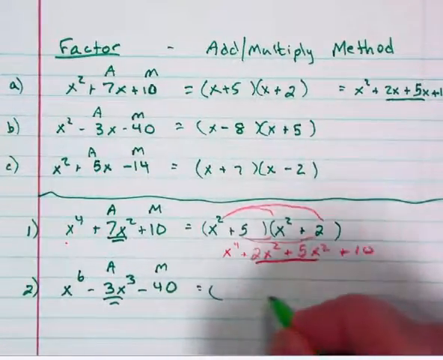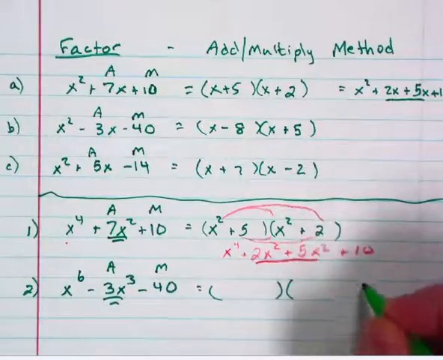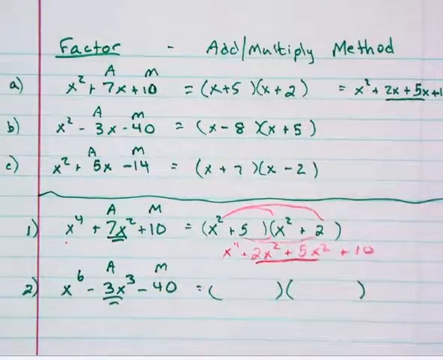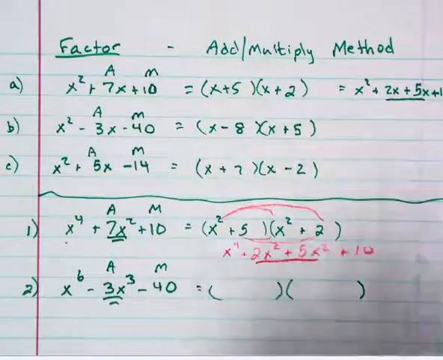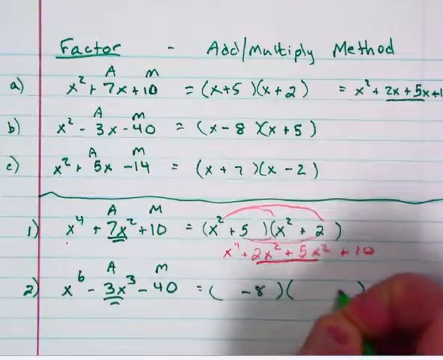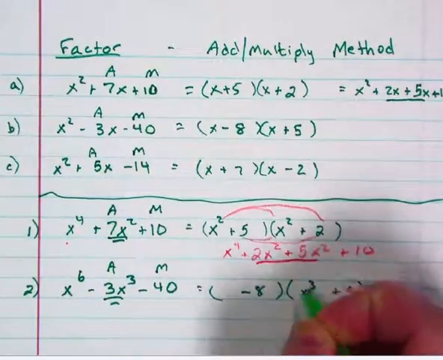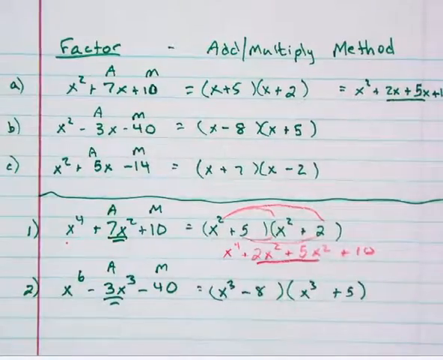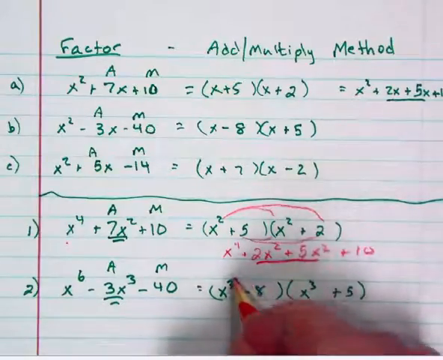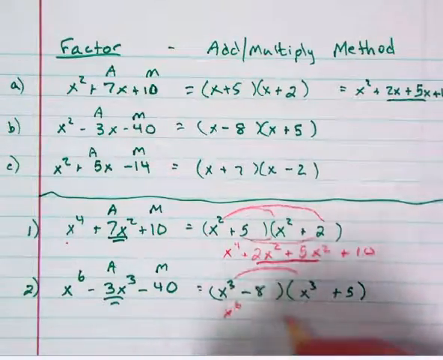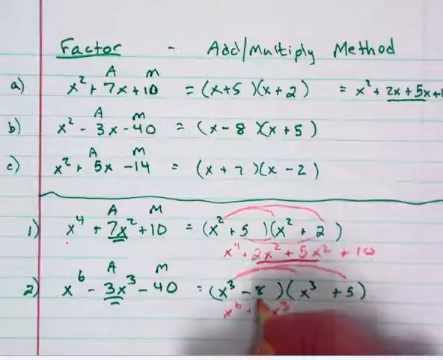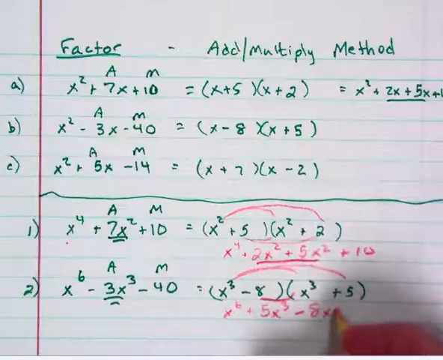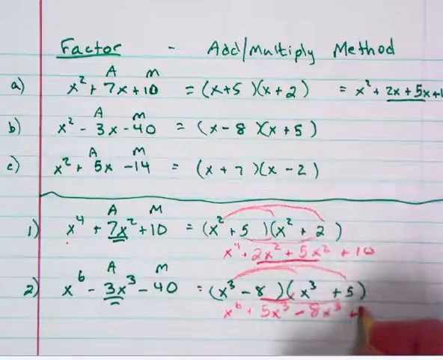Okay? So from the top, I already know the numbers I want are -8 and +5, because -8 times 5 is -40, -8 plus 5 is -3. Well, what would happen if I put x to the third right here? Because I know that x to the third times x to the third is x to the sixth. Okay, so let's try it. If I do x to the third times x to the third, I get x to the sixth. X to the third times 5 is 5x to the third. -8 times x to the third is -8x to the third. And -8 times 5 is -40.